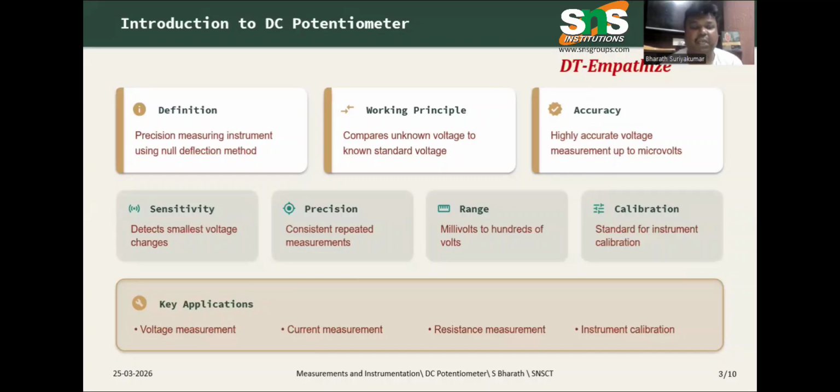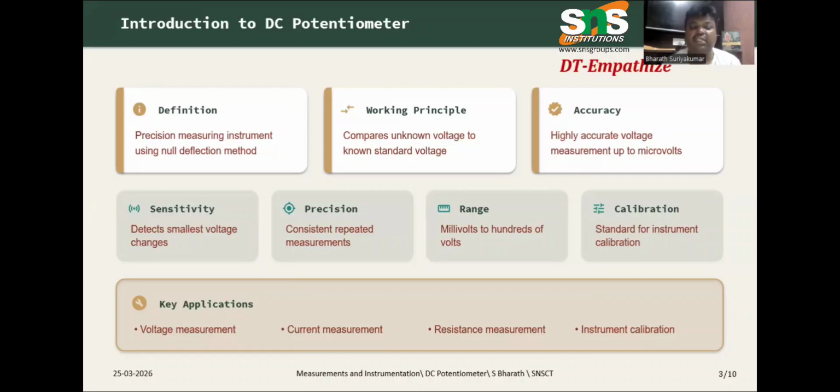A brief introduction about the DC potentiometers. What are DC potentiometers? DC potentiometers are a precision measuring instrument using the null deflection method. It compares an unknown voltage to a known standard voltage. It is used to find an unknown value of voltage at any point of contact. It has a high level of accuracy, and voltage measurements up to micro level are possible. The method used here is the comparative type of measurement.